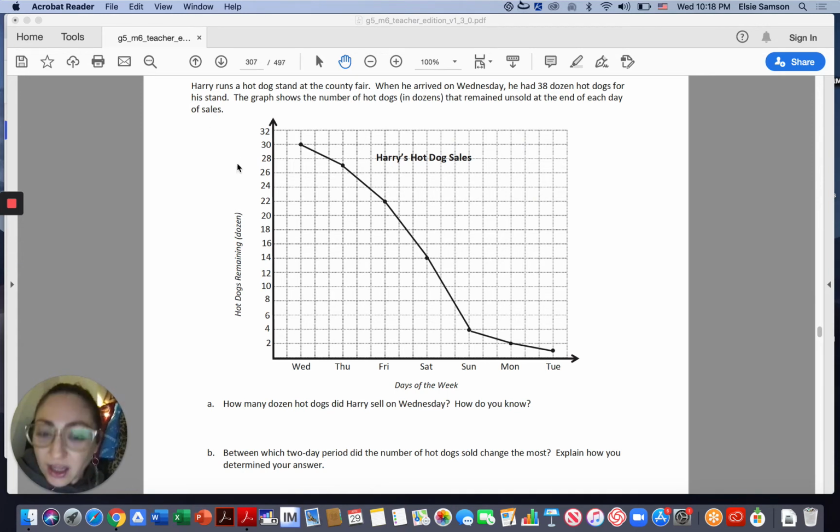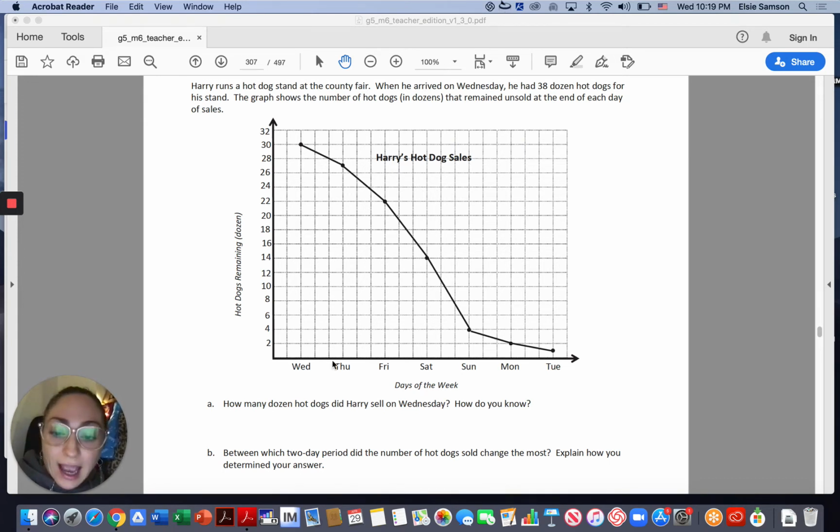So as you can see, remember our tip from yesterday. When you see a graph, the first thing you want to do is look at what information this is talking about. What is the topic of this graph? It says Harry's hot dog sales. That's the title. Okay. But how else do we know what the graph is trying to tell us?